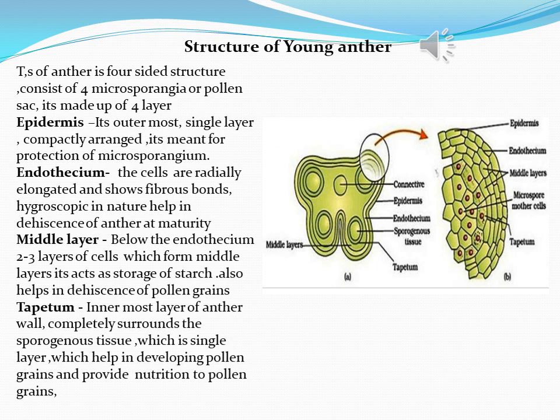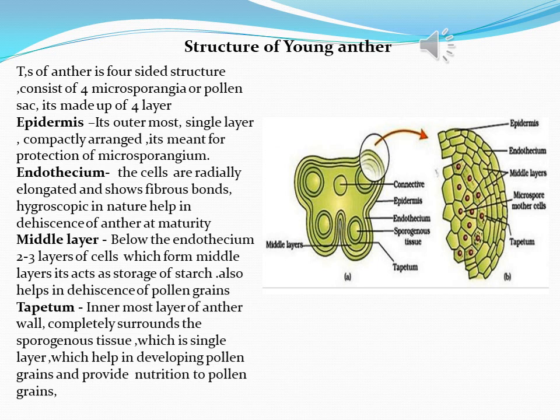The outermost layer we are calling the epidermis. It is a single layer, and here the cells are compactly arranged. It is meant for protection of the microsporangium. What is the use of this epidermis? It is meant for protection of the microsporangium. You can observe in the diagrams that the outermost layer here is the epidermis.